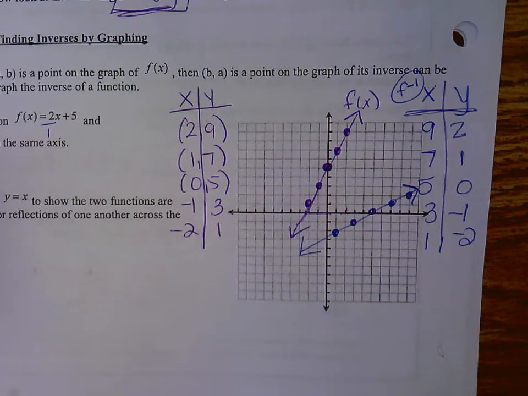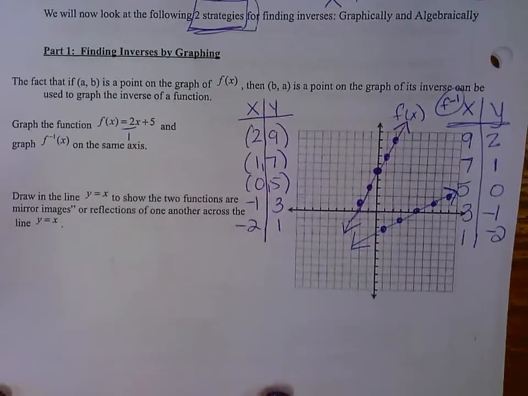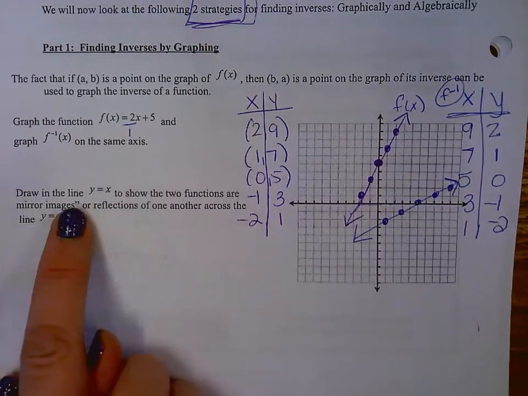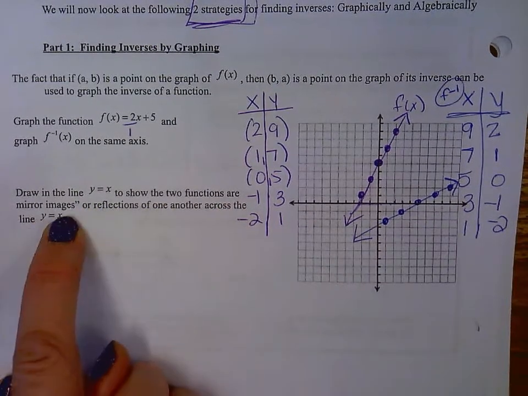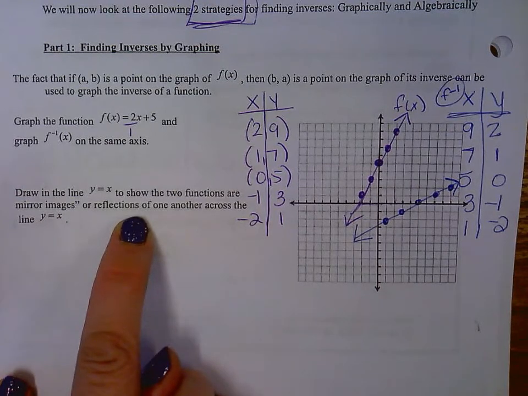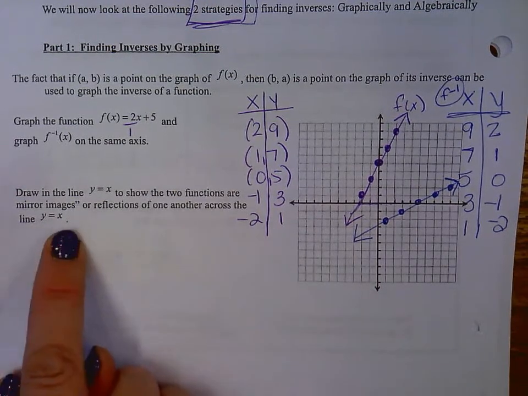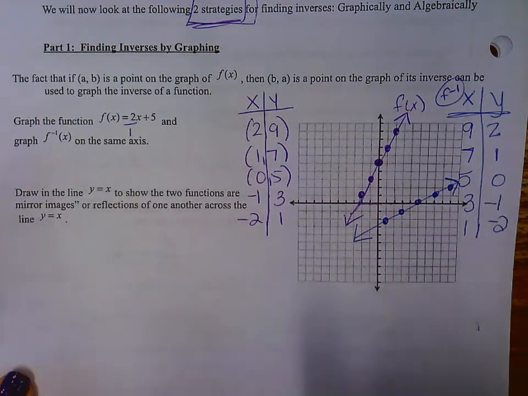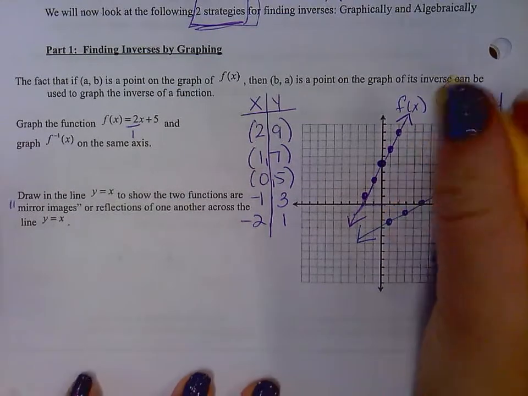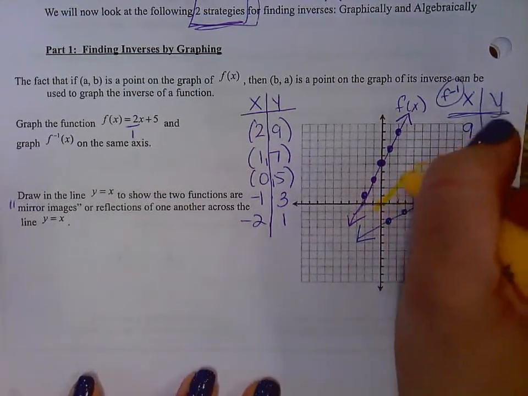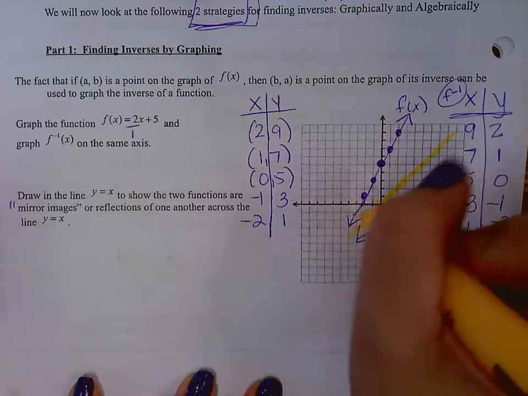So we're going to use that to find our inverse for exponential in a few minutes. And it says, draw in the line y equals x to show that the two functions are "mirror images" or reflections of one another across the line y equals x. Let me just jot it in with a highlighter. The line y equals x goes through the origin and has a slope of up 1 over 1.